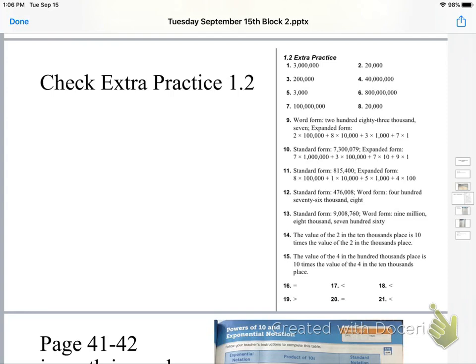Next, we checked our homework. So go ahead and pull out your homework from yesterday, pause the video, and check your work.